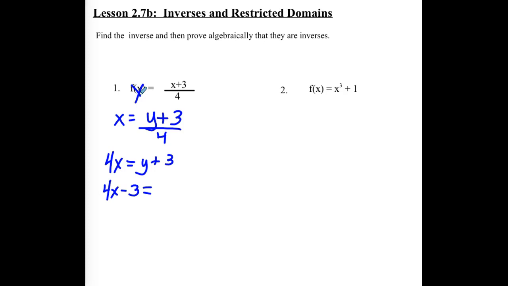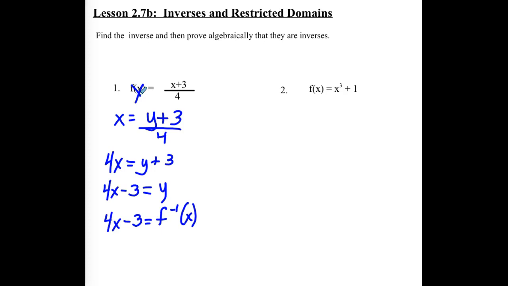So I want you to think about it. What would this look like if we graphed y equals 4x minus 3? It's just a slanted line, yes? Y-intercept of negative 3, slope of 4. Would that pass a vertical line test? So it is a function, so we would say 4x minus 3 is the inverse of function f.